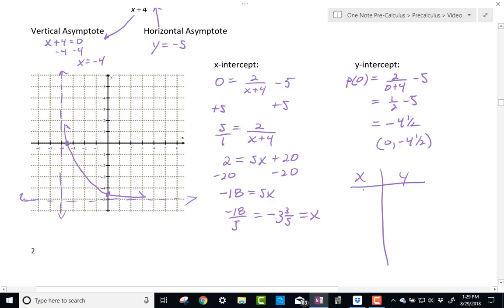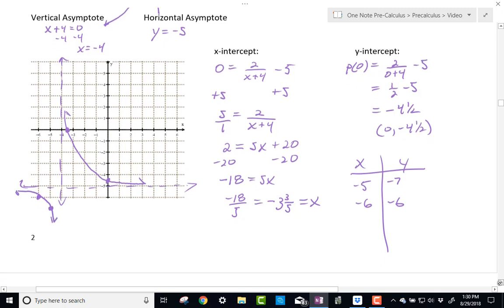If I plug in negative 5 in my t-table, I'm going to get negative 7. So negative 5. Ooh, yeah, I'm way down here. I'm way off the grid. Let me try negative 6. Let's see what we get. Negative 6 is going to give me negative 6. All right, so that one's a little bit better. But you can see again where the curve's going to come underneath the horizontal asymptote and then down next to the vertical asymptote. And that one is done.